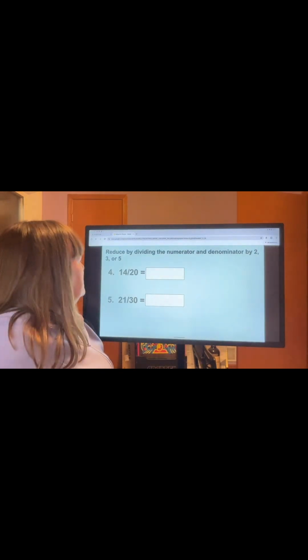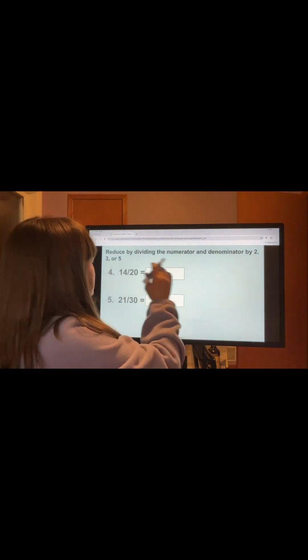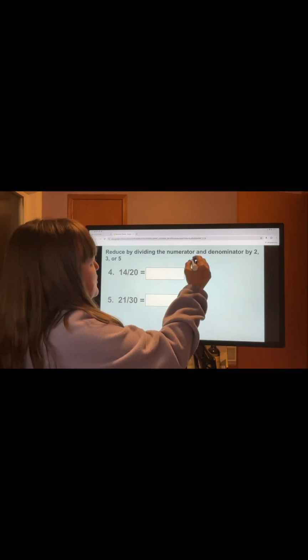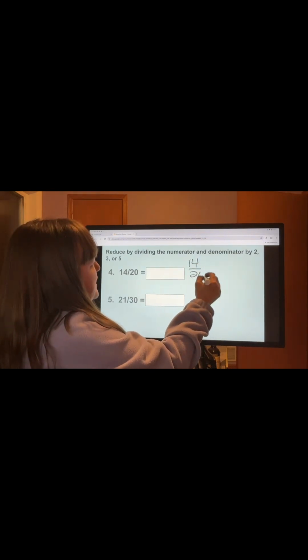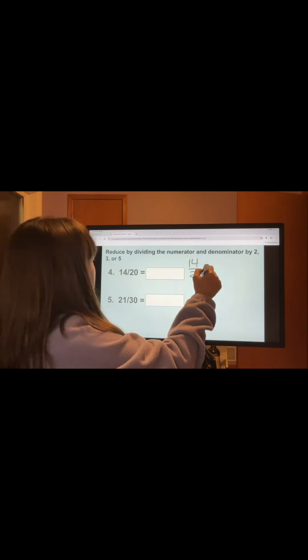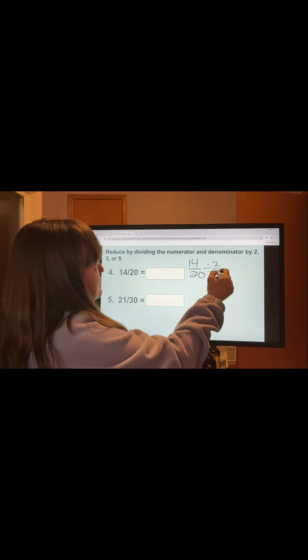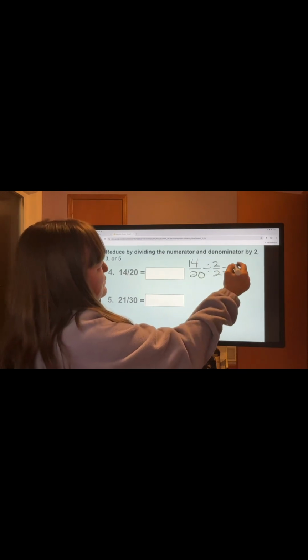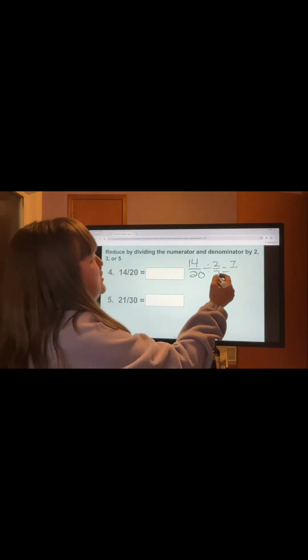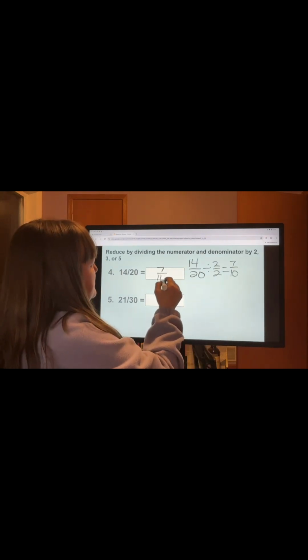Okay, number 4. It's 14 over 20. It tells you to reduce by 2, 3, or 5. So 14 over 20. I know 2 goes into both those numbers. 3 does not. It goes into neither of those. Or 5. 5 only goes into 20. So let's divide by 2. 2 goes into 14 7 times. 2 goes into 20 10. So your answer would be 7 over 10.